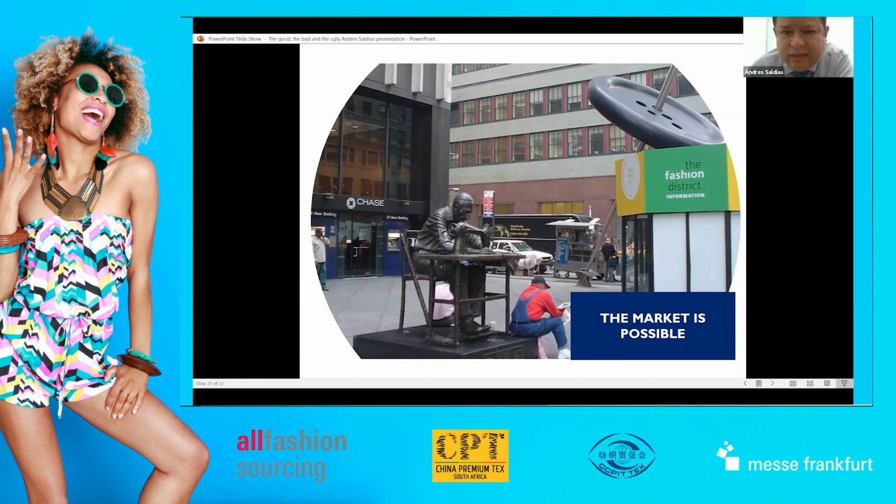Information is key to reach those buyers. On each one of these floors, there are hundreds of buyers. We need to find out who is interested in Africa. The market is possible. It's right there.